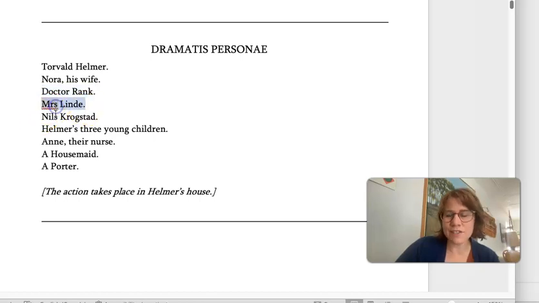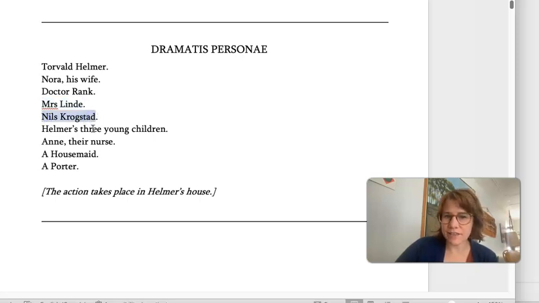Mrs. Lind, or Christine Lind, will appear as a character. She's an old friend of Nora's, from when they were young women, back in their school age. They went to school together, and then their lives took very different paths. And Christine comes back into the picture, and she shows up because she has a favor to ask of Nora and Torvald, because she's in a difficult financial situation herself.